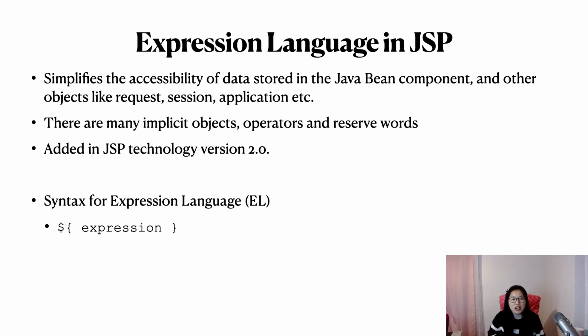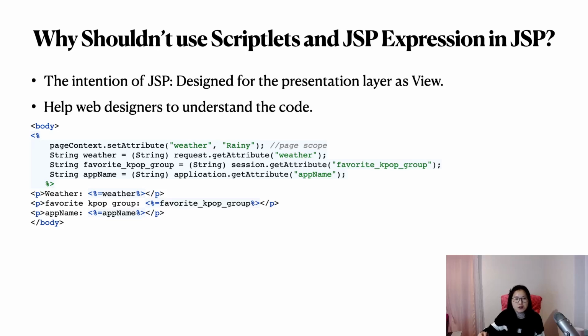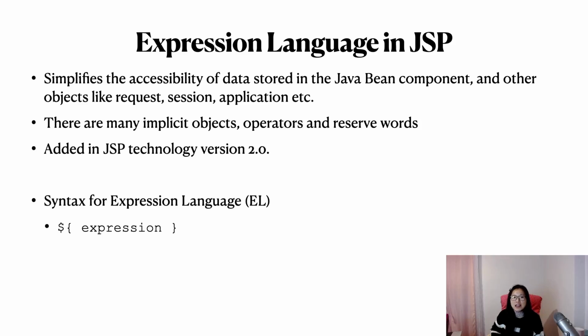Okay, so the EL simplifies the accessibility of data stored in the Java Bean component and implicit objects like request, session, and application. Suppose in your servlet, you set some attribute in request, session, and application scope. Previously, you could use a scriptlet or an expression to display the values on the page. And an EL expression can do exactly the same thing.